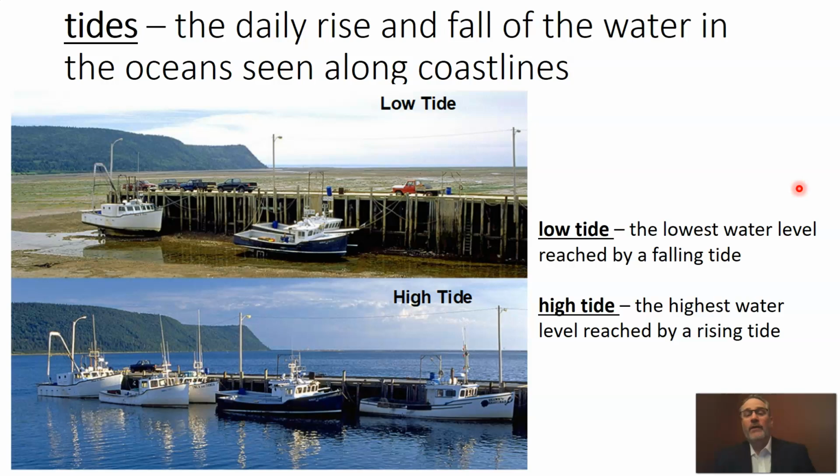These are natural cycles. A low tide really is just the lowest water level reached by what we call a falling tide, whereas a high tide is going to be the highest water level. So some vocabulary that actually makes sense. Tides can make a huge difference, of course, for the things and the people that live nearby the ocean and on those coastlines.